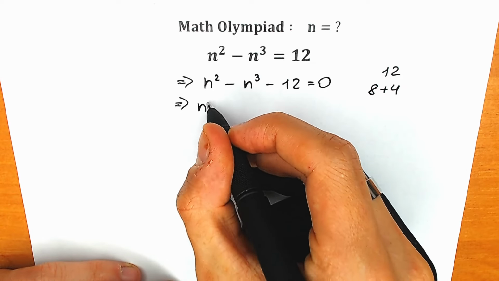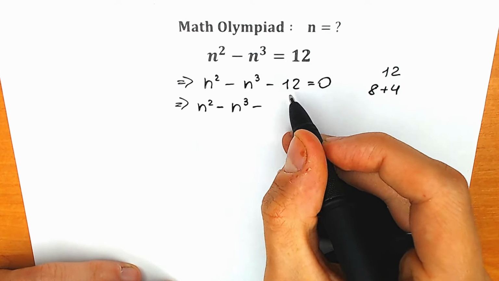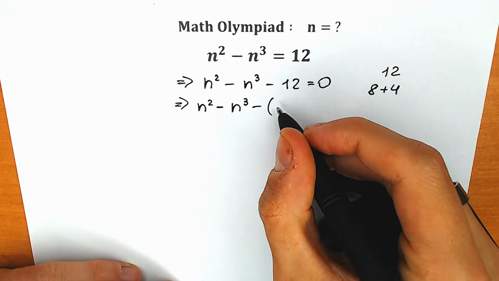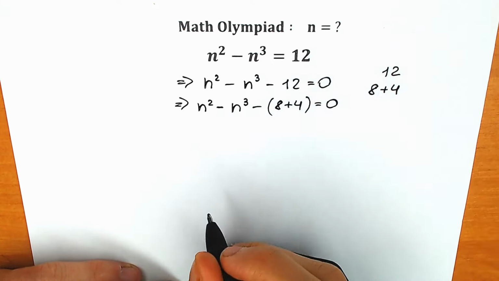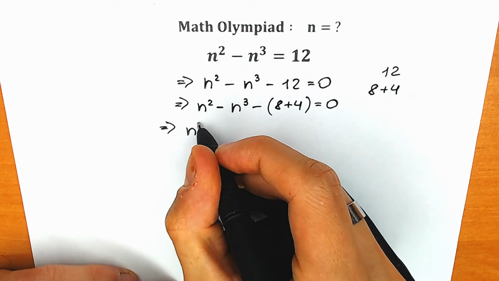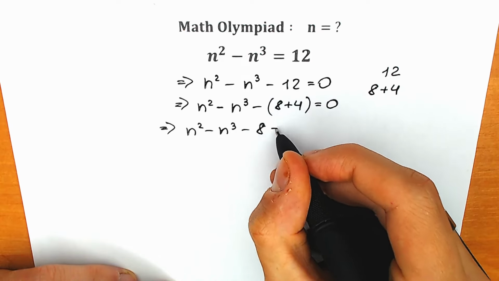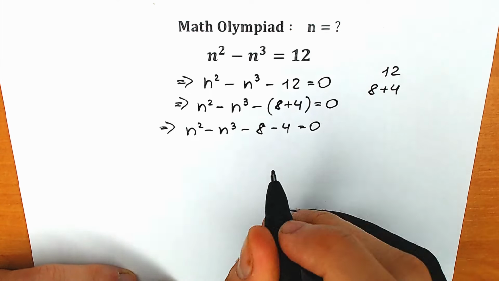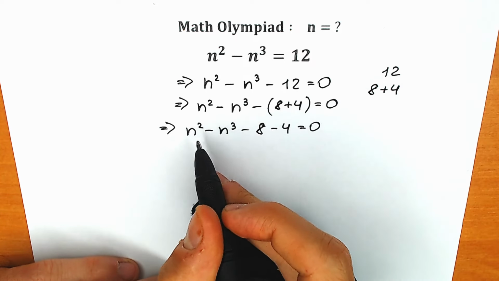So we have n squared minus n cubed minus, instead of this 12, we write 8 plus 4, equal to 0. Right now, let's open our parentheses. So we have n squared minus n cubed minus 8 and minus 4 equal to 0. And right now, let's see it from another perspective. We have n squared, we have n cubed.